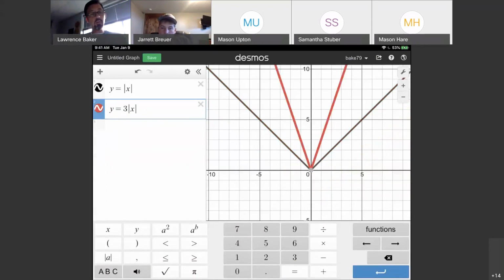Adriana, how would you describe this red graph in comparison to the black graph? Just real surface level, how would you describe the way they look compared to each other? It's more narrow. Yeah, it looks narrower, right? It looks skinnier, it looks narrower. And what that has to do with is that being multiplied by 3.